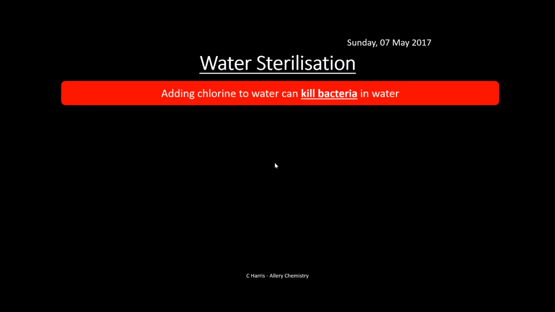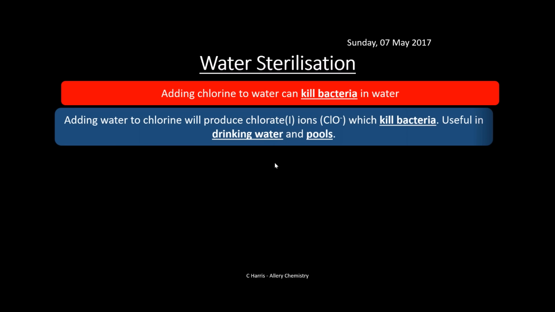Okay, another important use is obviously water sterilisation. Now without this, we would have had outbreaks of cholera, and actually in some countries today where they don't have efficient water sterilisation techniques, they unfortunately do get spreads of cholera, which is a waterborne disease. But the whole point of adding chlorine to water is to kill the bacteria in the water, including microbes that cause cholera. So yeah, adding chlorine to water will produce chlorate ions, ClO-, a little bit like the bleach that we've seen just before.